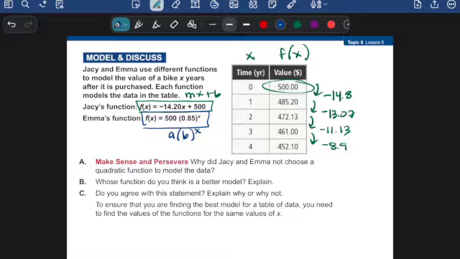Well, if we divide 485.20 by 500, we're multiplying by 0.9704. Okay, I'm just going to go 2 decimals. And for the next year, from year 1 to year 2, so I divide 472.13 by 485.20, we're going to multiply by 0.9731, so a little bit more. And then for year 2 to year 3, we multiply by 0.9764, so a little bit more still, but still pretty close.